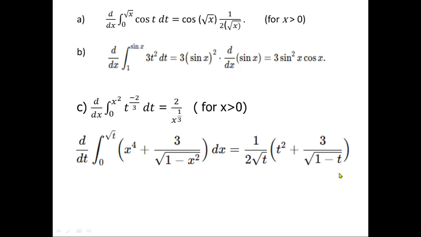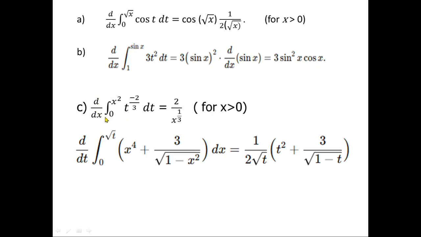We have seen the solutions of these problems, that is d by dx of the integral from 0 to root x of cos t dt. This root x is substituted in place of t, then it becomes cos of root x into the differentiation of root x, that is 1 by 2 root x. Next, for the function d by dx of the integral from 1 to sin x of 3 t square dt, in place of t we substitute sin x, then it becomes 3 sin x whole square into d by dx of sin x, that is cos x. So this is 3 sin square x cos x.